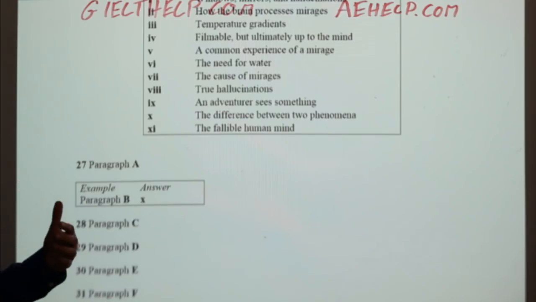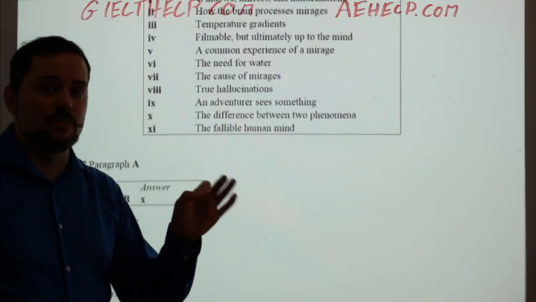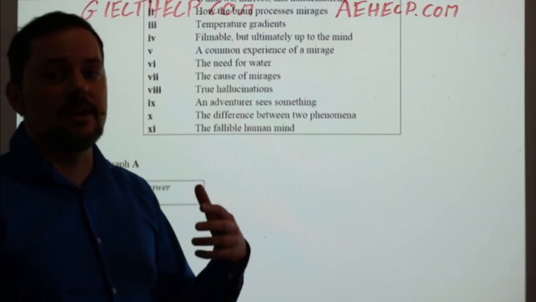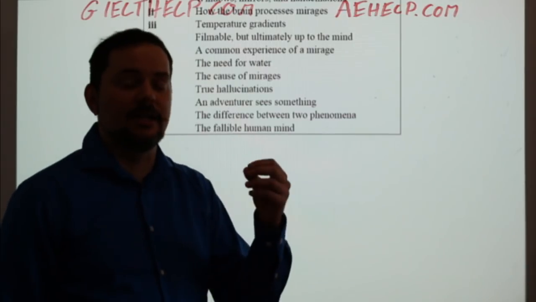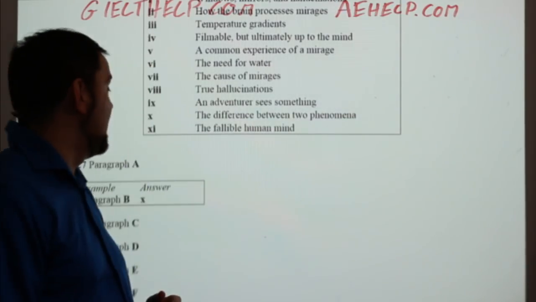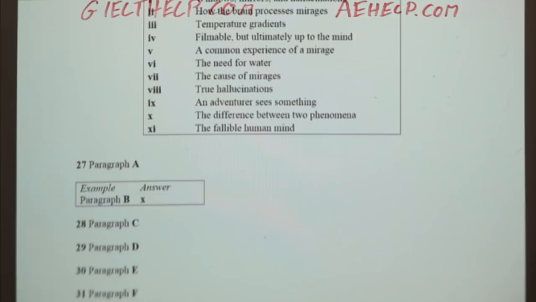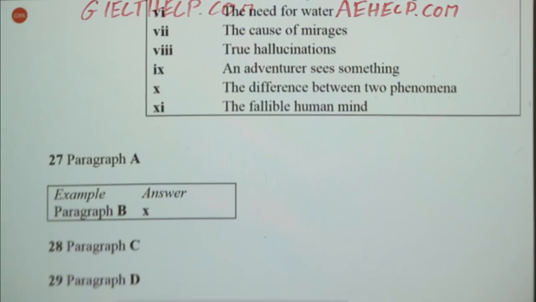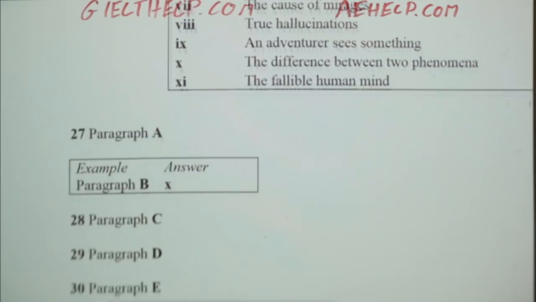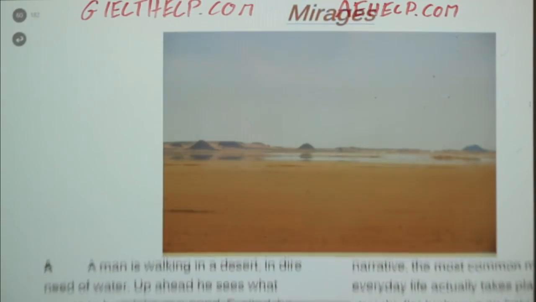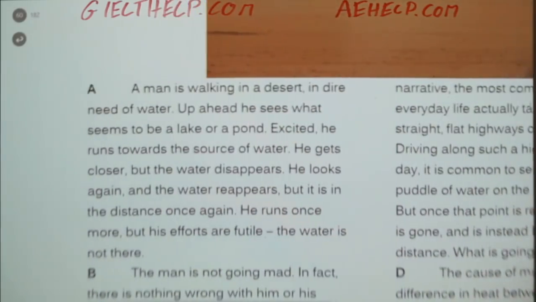Read aloud. If you can, please, please practice reading aloud, okay? Don't just sit at home and read quietly in your mind. It's very important that you read aloud at home when you're practicing for IELTS. So let's look at paragraph A and answer that question. What is paragraph A about? Okay, so let's jump back here.